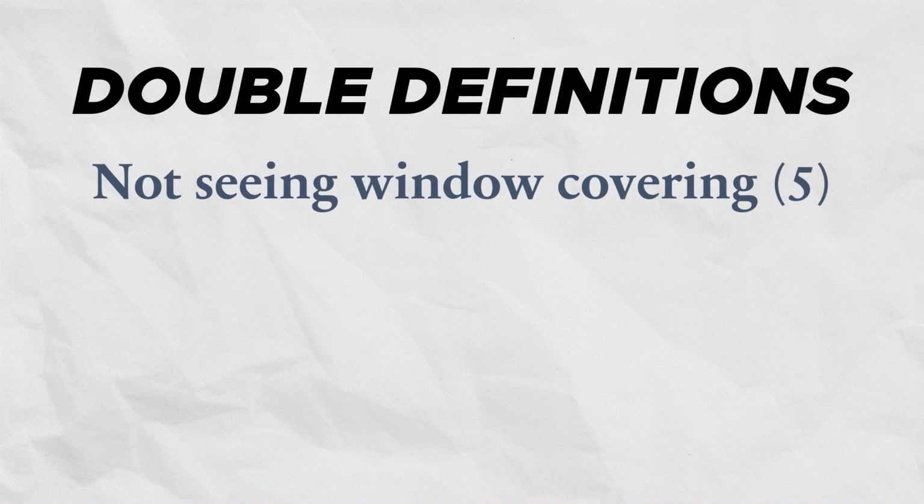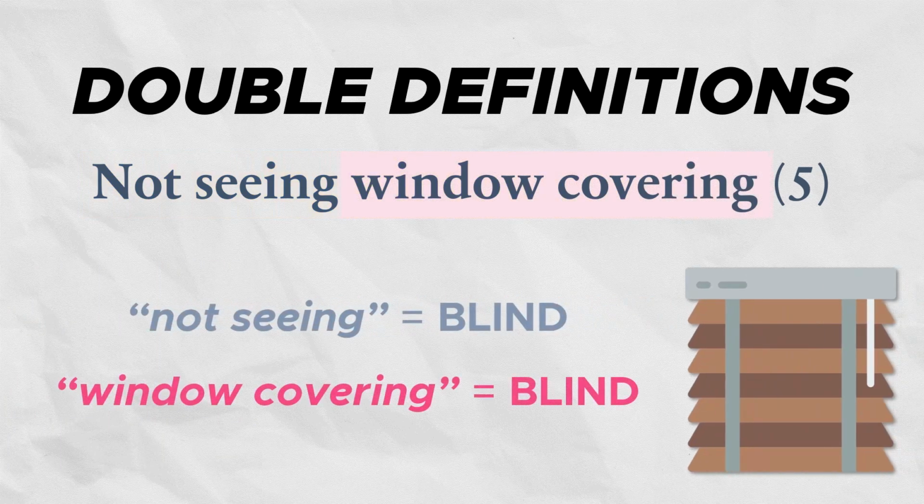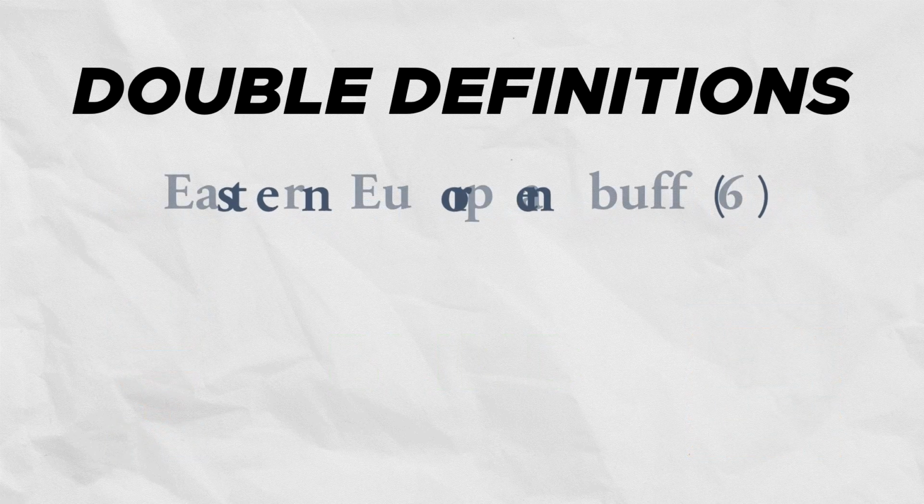Not seeing, window covering, 5 letters. Can you guess what the answer is? Not seeing means someone is blind, a window covering is also a blind, so the answer here is blind. Let's look at another example.